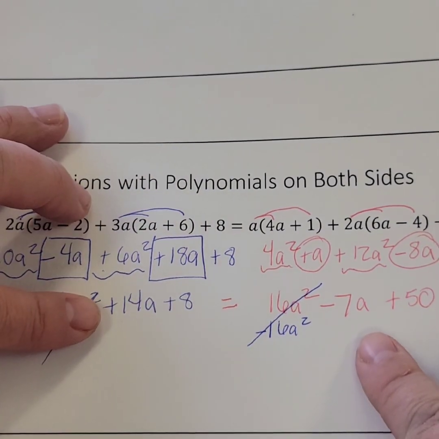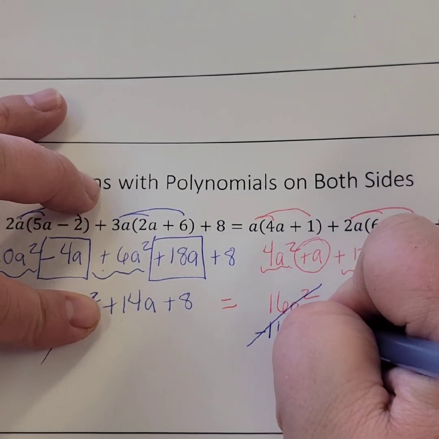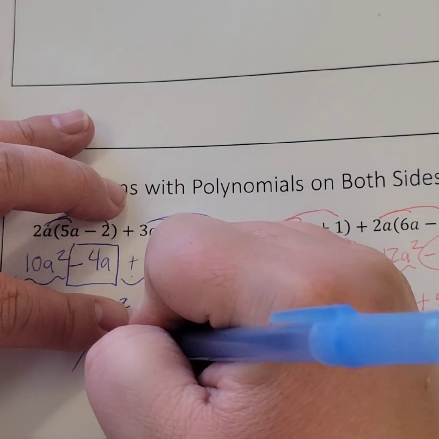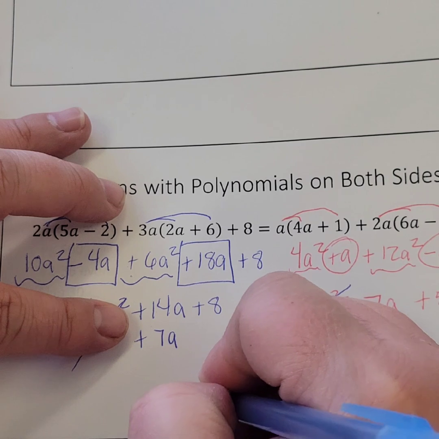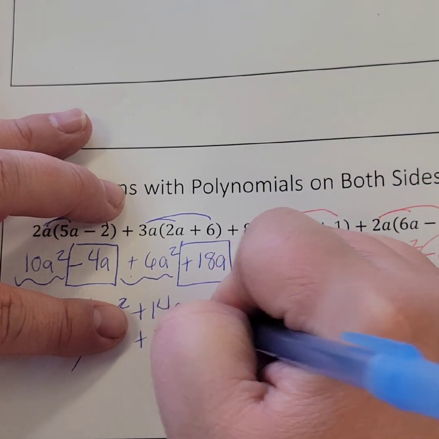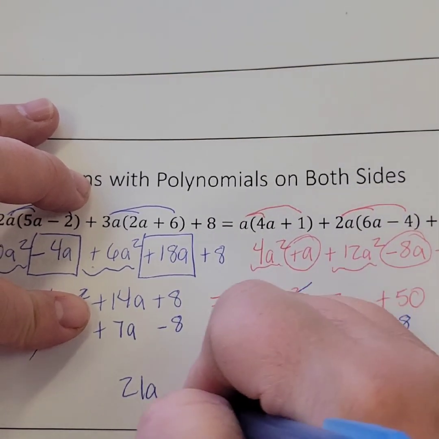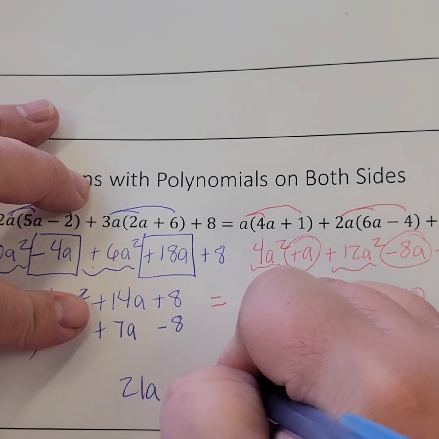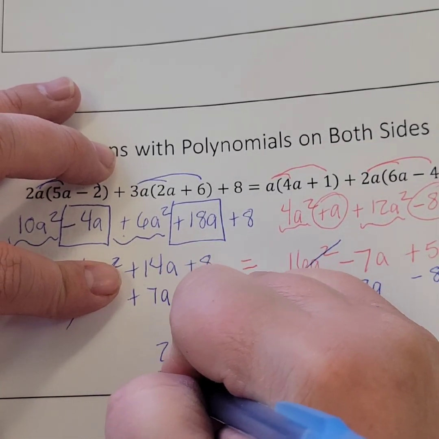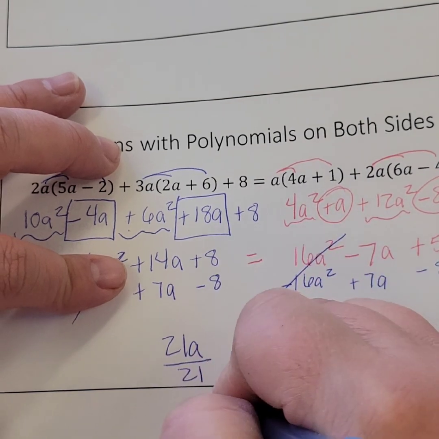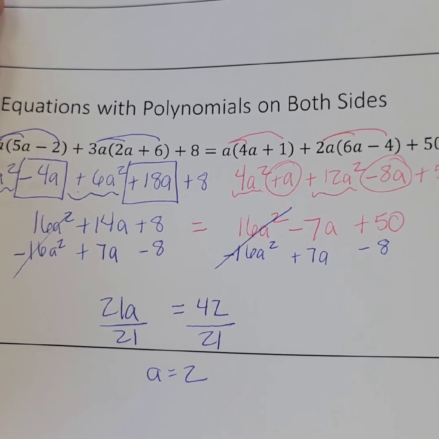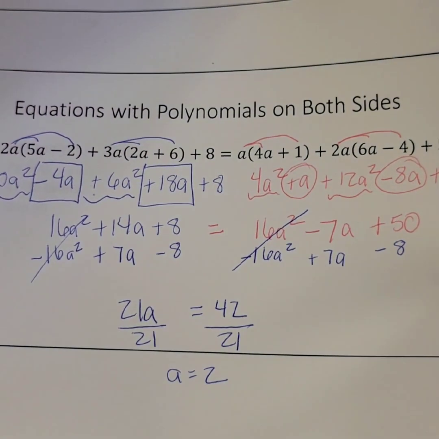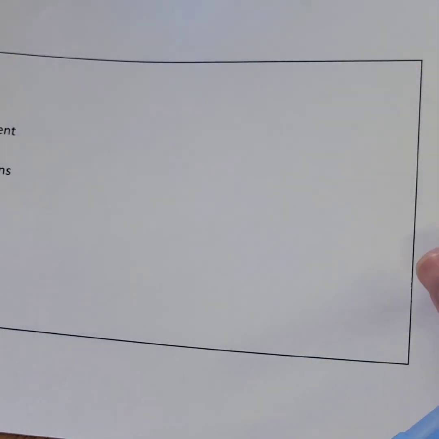Okay, so now we're going to deal with the a's. So I'm going to add 7a. Add 7a. So we've got 21a. And then let's subtract this one and move it over here, minus 8. So we've got equals 42. Divide both sides by 21. And then a equals 2. Okay, so that one wasn't too bad. You just have to take it one step at a time, okay?